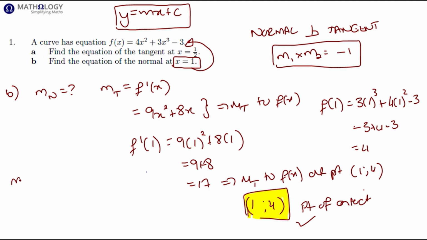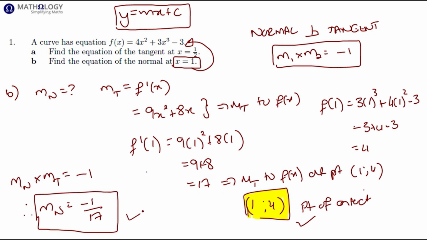Okay, so the gradient of the normal times the gradient of the tangent is -1. We know this because a tangent and a normal are perpendicular to each other. So the fact that we know that the gradient of the tangent to f of x at the point of contact 1, 4 is 17, we know that the gradient of the normal is the negative reciprocal of 17, which is -1 over 17. So we have the gradient of the normal, we have the point of contact, we can now determine the equation of the normal at the point of contact.